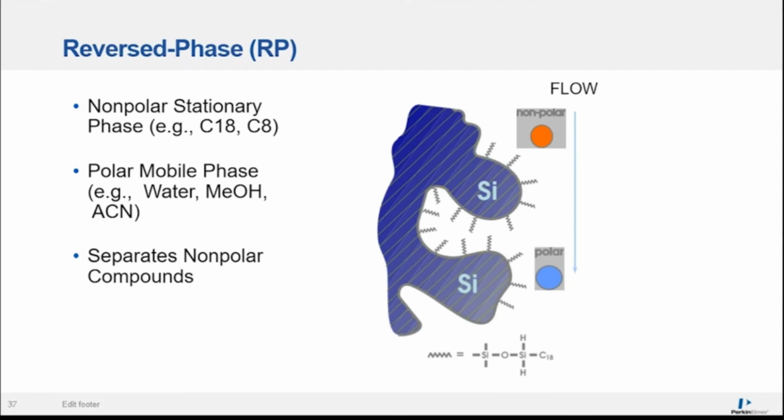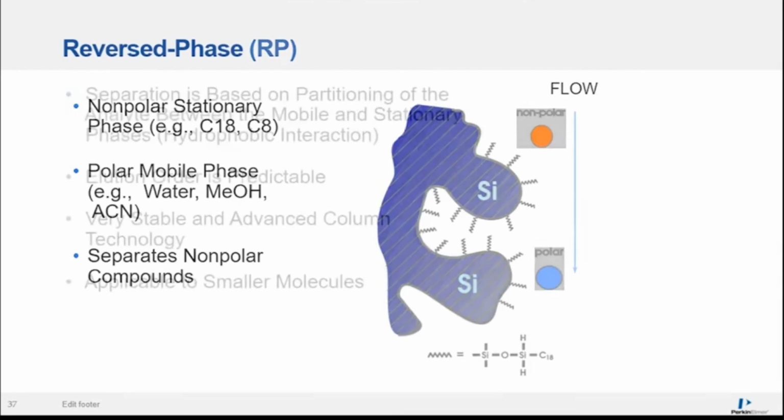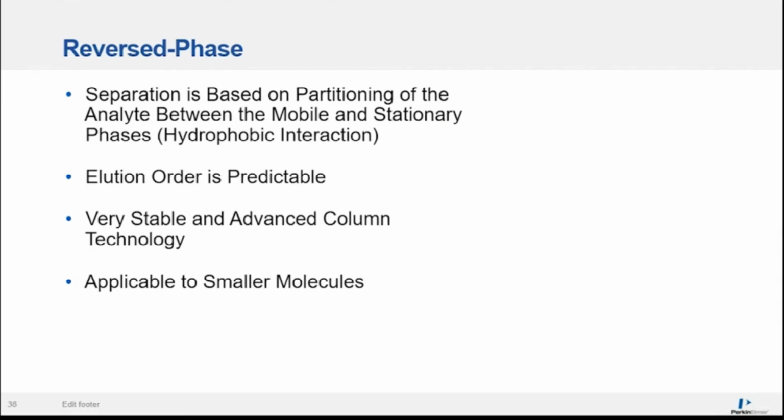And again, we're going to separate here nonpolar compounds, which is most of the compounds that are out there in the world. Your polars will elute first, followed by the nonpolar compounds. The separation mechanism here is a partitioning or a weak hydrophobic interaction between the mobile and stationary phase. We love reverse phase chromatography because the elution order is predictable. It has the most stable and advanced column technology, and it is applicable to many small molecules.